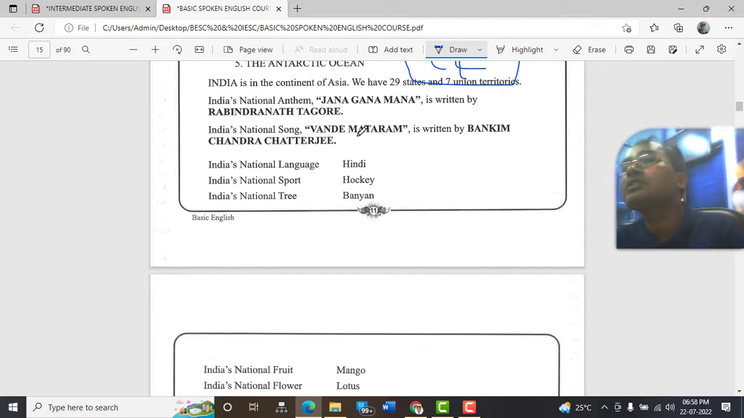Oh, what is our national song? It is Vande Mataram. Who wrote it? Bankim Chandra Chatterjee. It should come perfectly pronounced. Then, hey, that Indian, na?